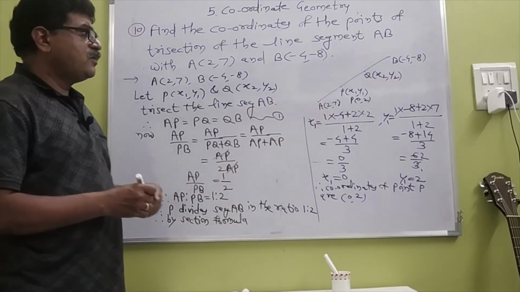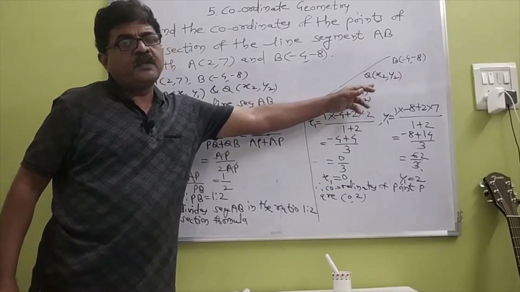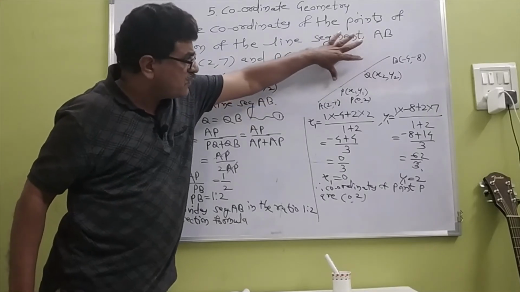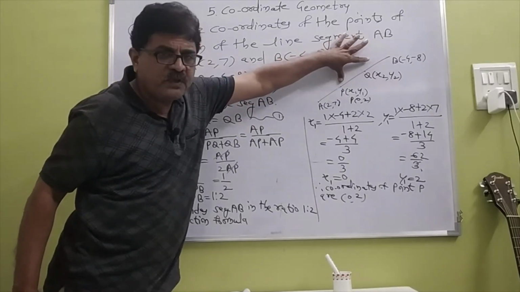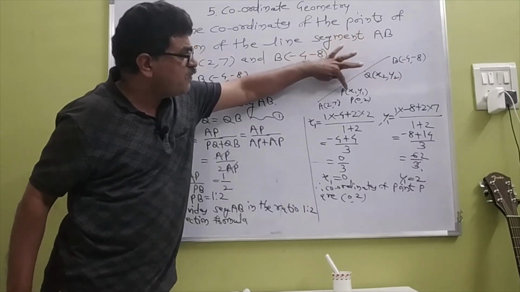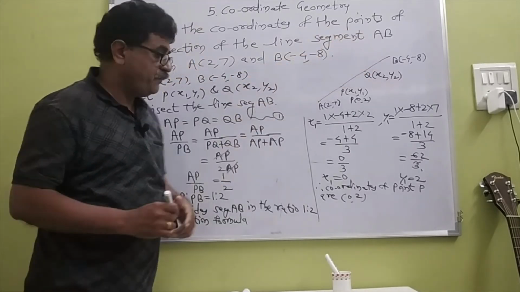Now we have to find the coordinates of point Q. Now here these three are equal parts. Therefore, if we consider segment PB, Q is the midpoint of this PB.